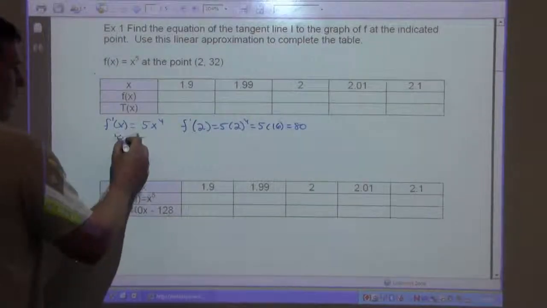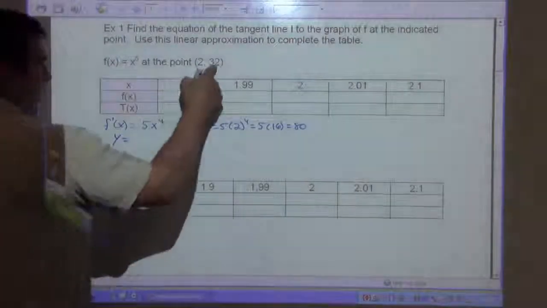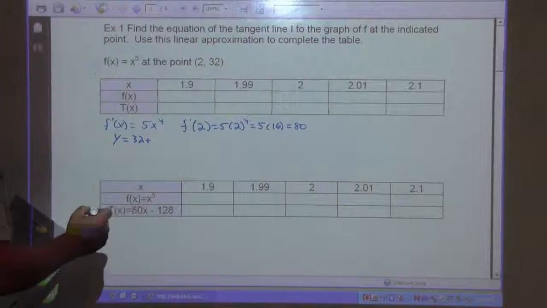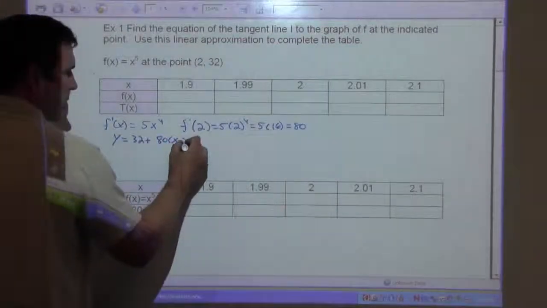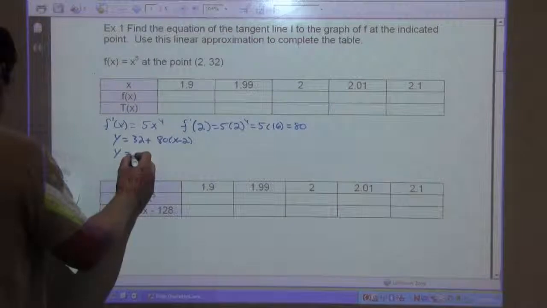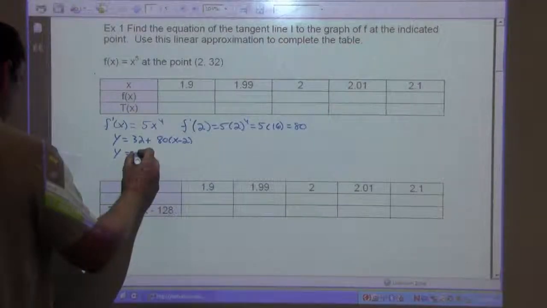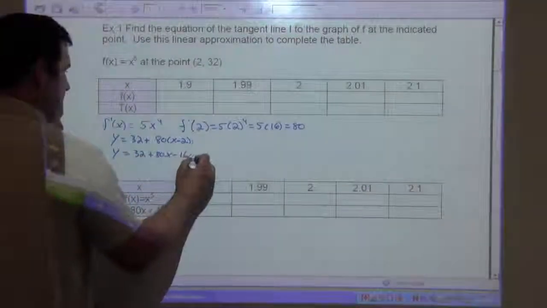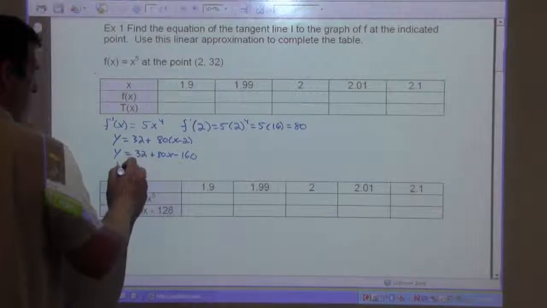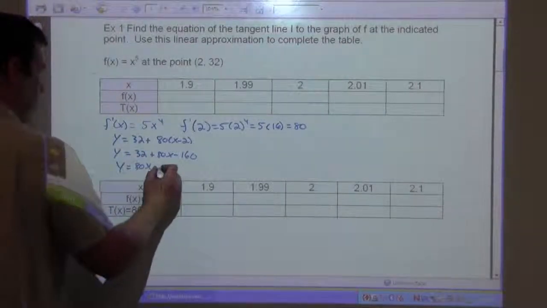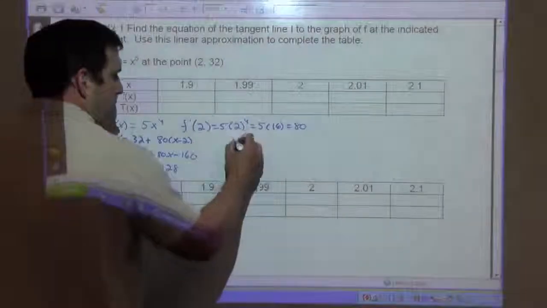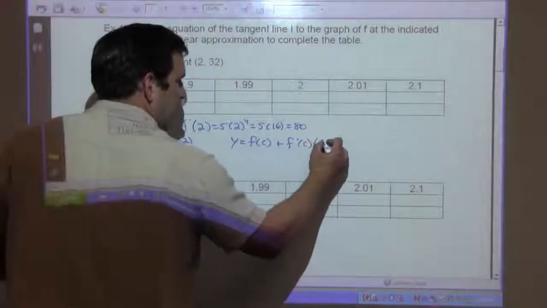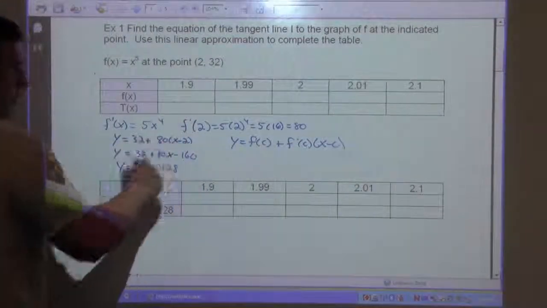So we'll say y equals 32. This is our f of 2 is 32. So 32 plus 80 times x minus 2. Or y equals 32 plus 80x minus 160. So y equals 80x minus 128. So we're using y equals f of c plus f prime of c times x minus c. That's what we've done here.